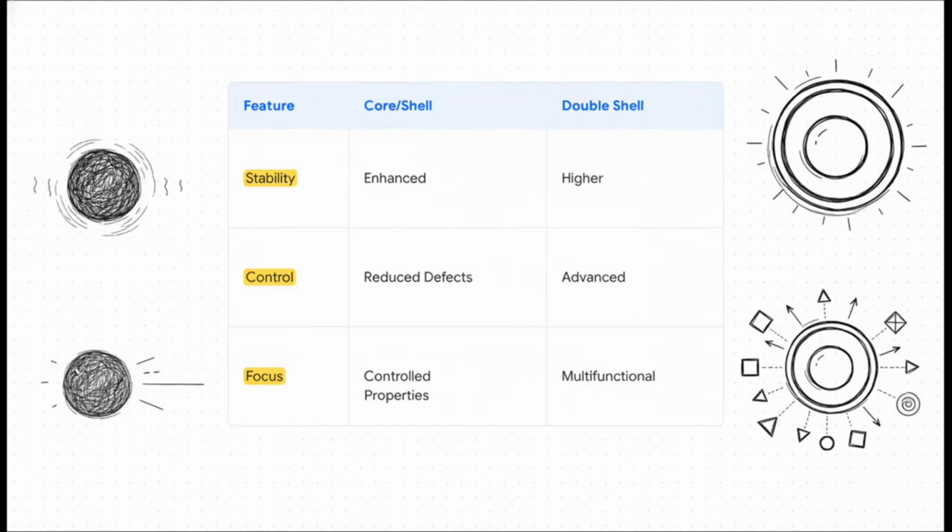Looking at stability, the single shell provides enhanced stability, but the double shell elevates this to higher stability. Moving down to control, the single shell gives us reduced defects, whereas the double shell upgrades that to advanced control. And finally, the overarching focus of the particle shifts dramatically. The single shell is built for controlled properties, but the double shell pushes right into that coveted multifunctional design. Literally every single metric of the standard model gets elevated by the addition of that second shell.